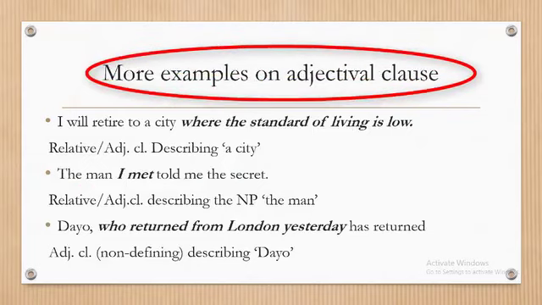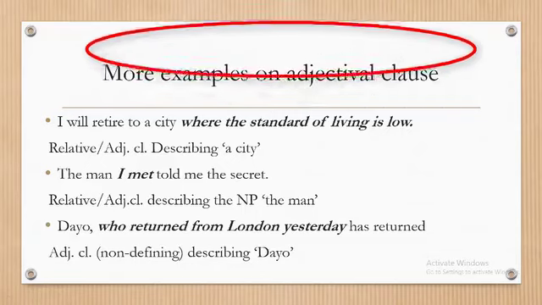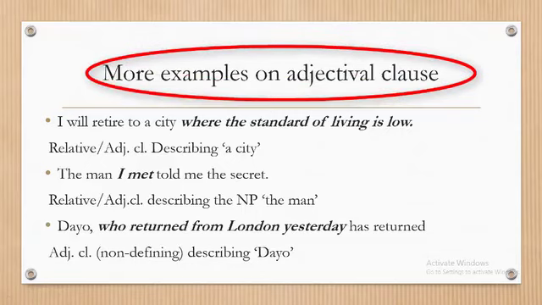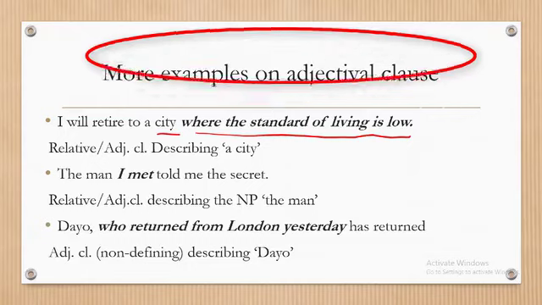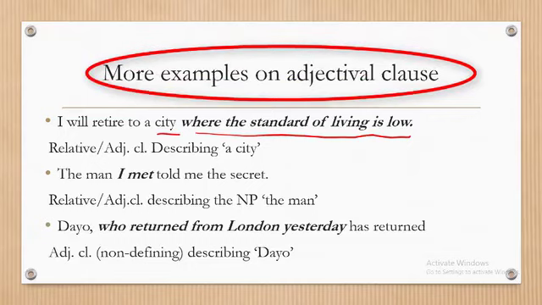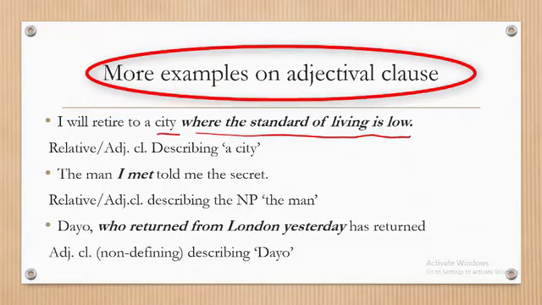I will retire to a city where the standard of living is low. You can always read: I will retire to a city. But we want to know more about the city here. So this whole expression modifies or gives additional information on that. The man I met told me the secret. So, I met is an adjectival clause.